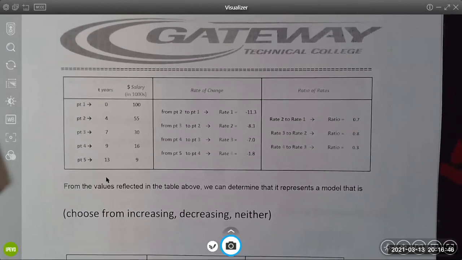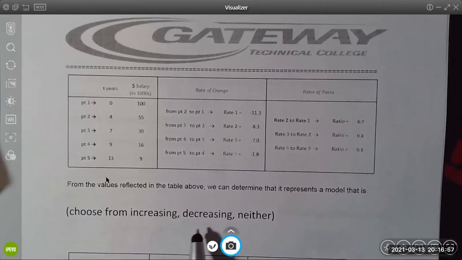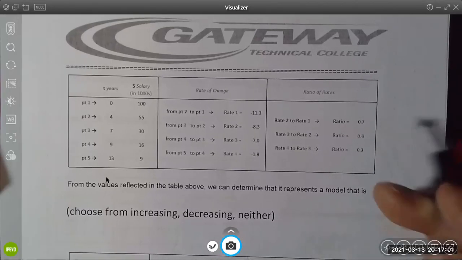Basically, this is more like algebra, pre-algebra, but this is one of those questions in your homework. Let's look at this. Now we need to choose from increasing, decreasing, or neither. How do we tell that?